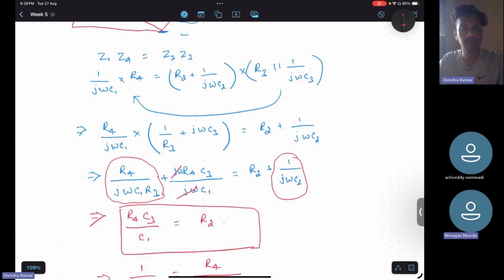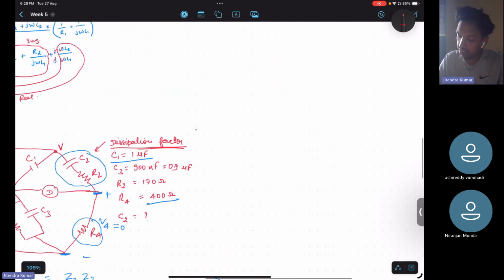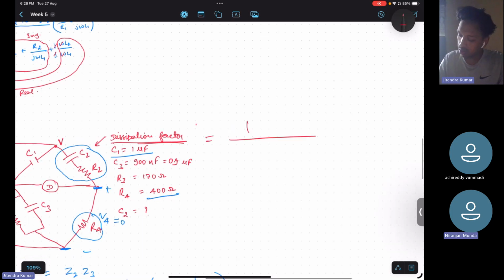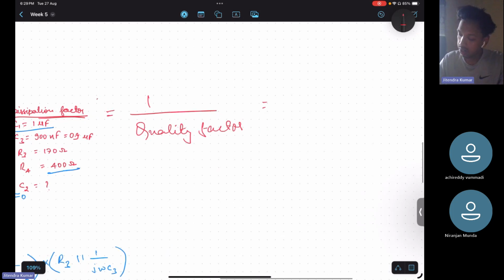1 by Q, sir. Yeah, exactly. So dissipation factor is, not inversely proportional, it is equal to the inverse of the quality factor. And quality factor is nothing but tan theta. And tan theta is nothing but the imaginary term divided by the real term, isn't it?